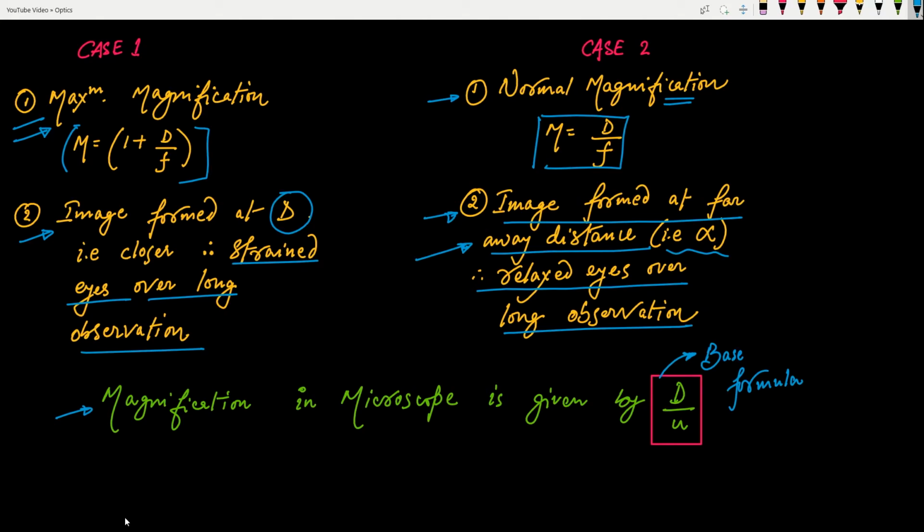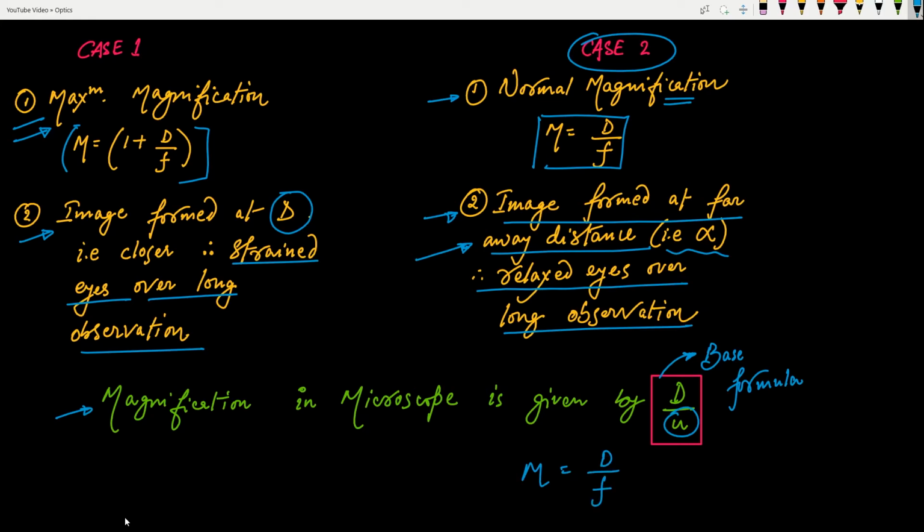This is the base formula. Now if you look into case number 2 for relaxed eye, I said that the image should be formed at a longer distance, or you can say that it is formed at infinity. We know that when is the image formed at infinity? When the object is kept at focus. So u will get replaced by f, that is, the object should be kept at focus in order to get the image at infinity. Therefore, in this case, we get m is equal to D by f. Just replace u by f.